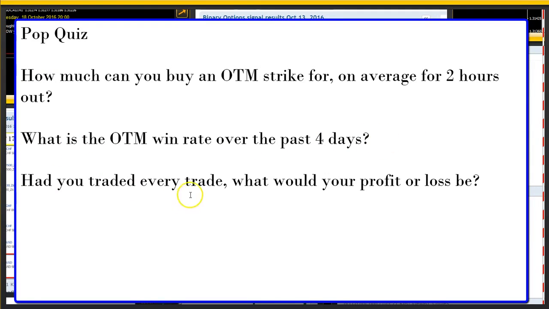Okay, had you traded every trade, what would your profit or loss be? If you got every trade for, we'll go high, we'll say 20 bucks, 29 trades times 20 bucks, okay? 19 losses and 10 wins.